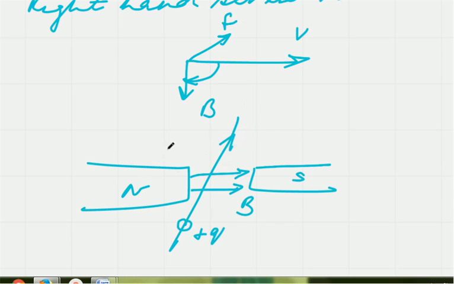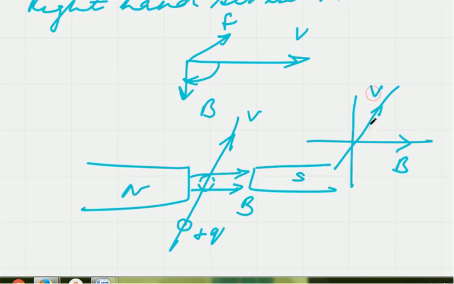When the charge enters the magnetic field at this point, there will be a force acting on the charge. What will be the direction of that force? I will draw X, Y, and Z axes. My B is in this direction, V is in this direction. So, V cross B: when I turn a screw in this direction, clockwise, the screw will be pushed down. So the force will act in the downward direction. Correct?